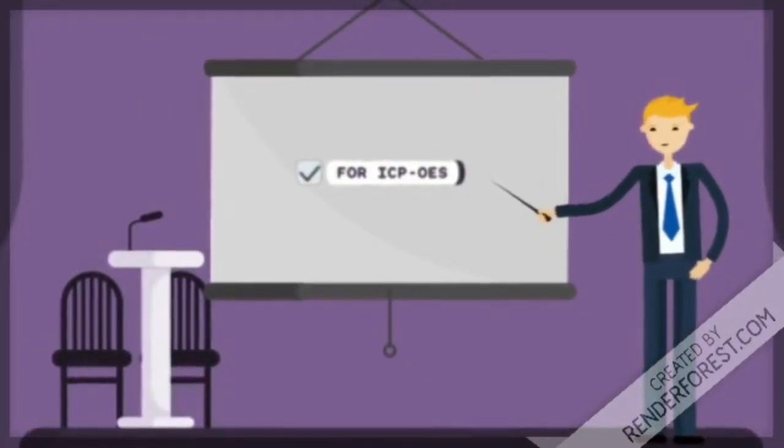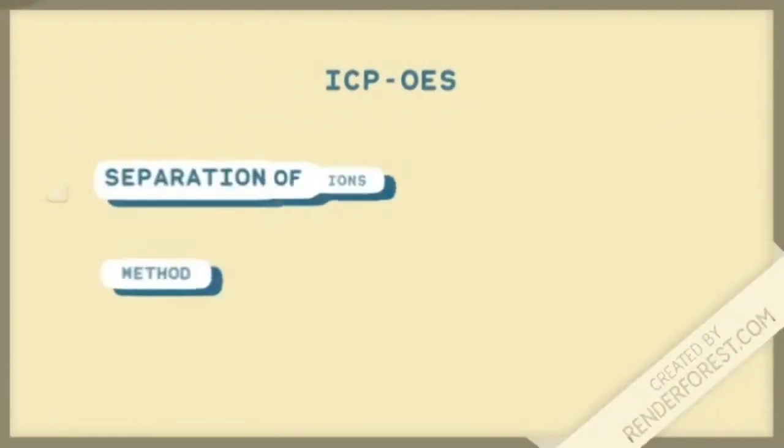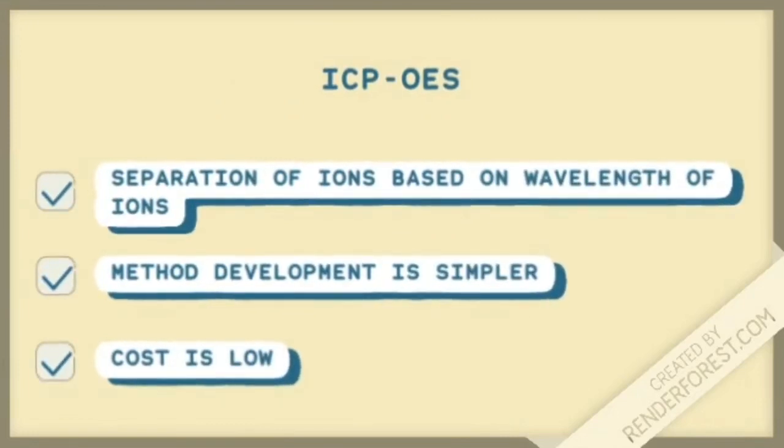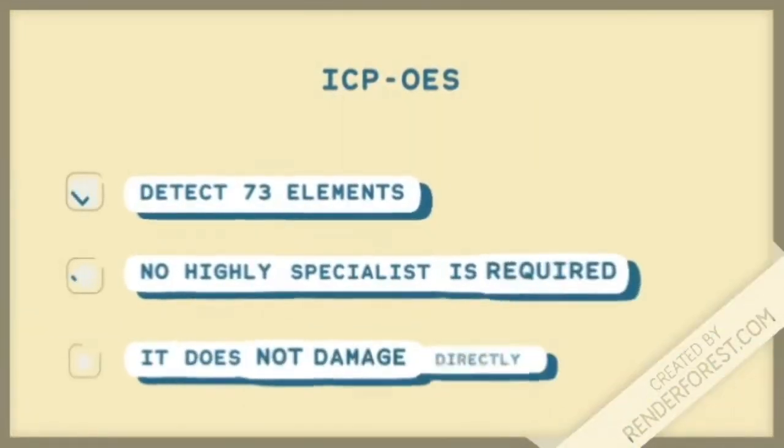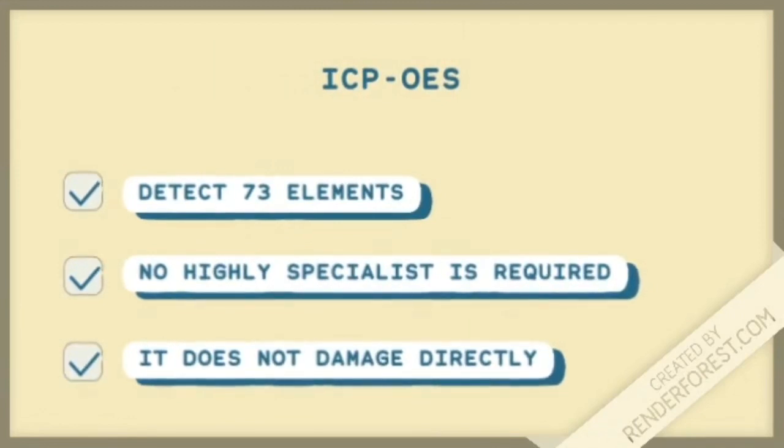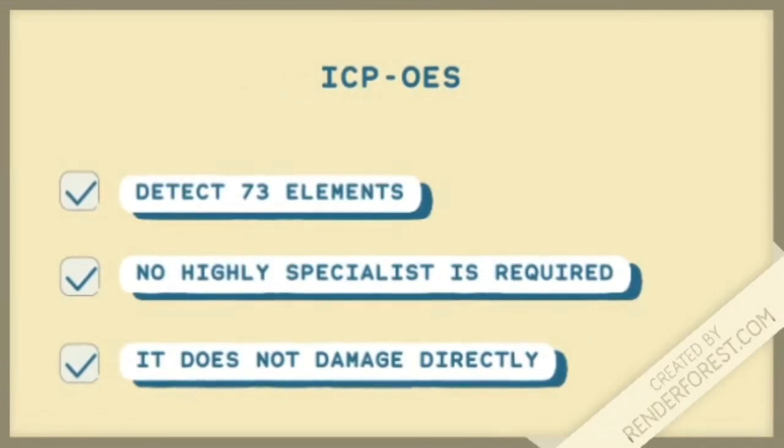For last, differences between ICP-OES and ICP-MS. For ICP-OES, the separation of ions is based on wavelength of the ion. Secondly, the method development is simpler and the cost is low. Moreover, it can detect 73 elements, no highly specialist is required, and it does not get damaged directly.